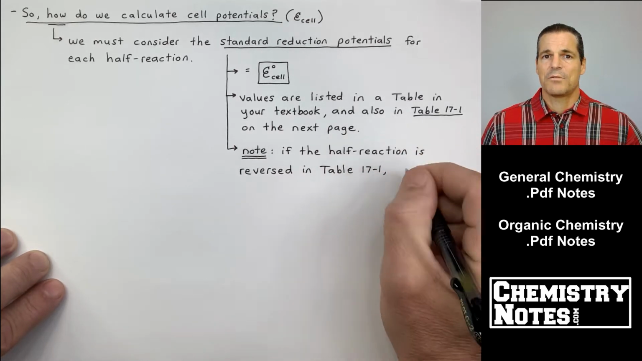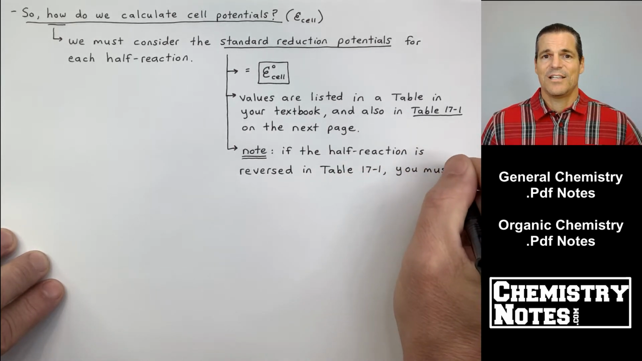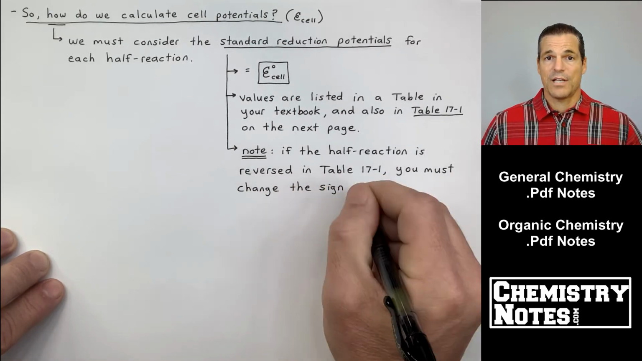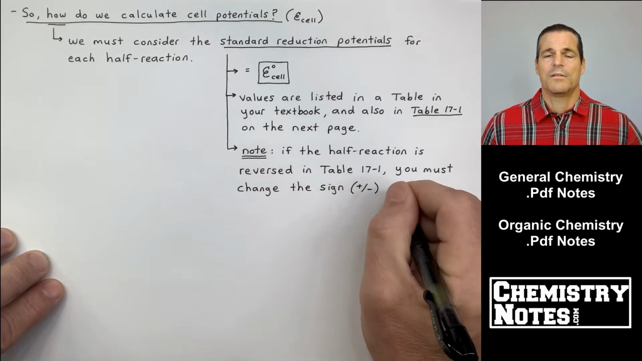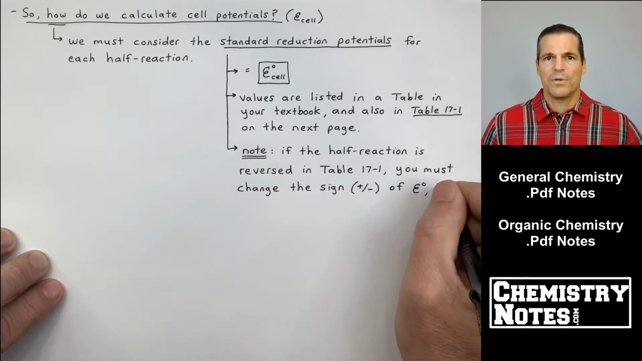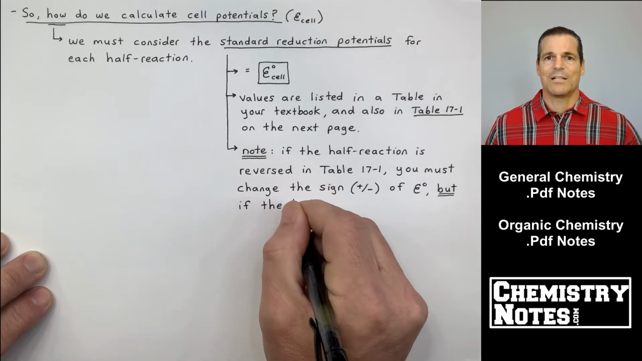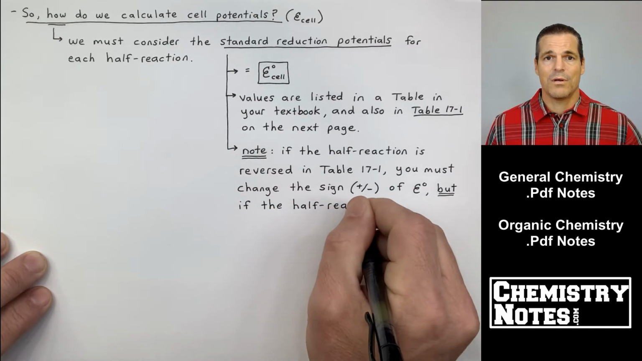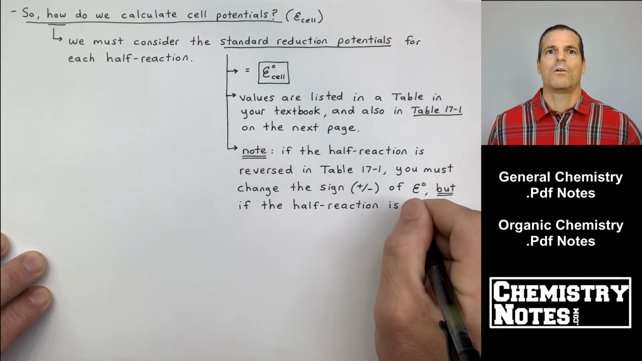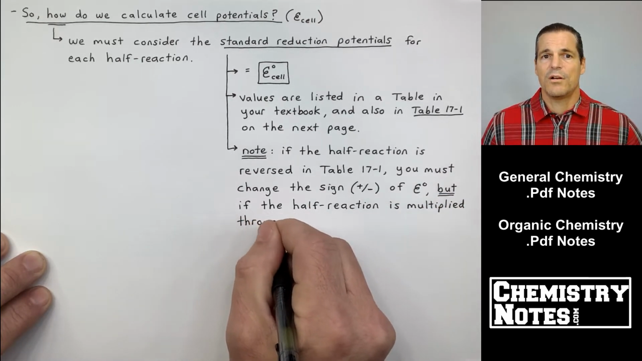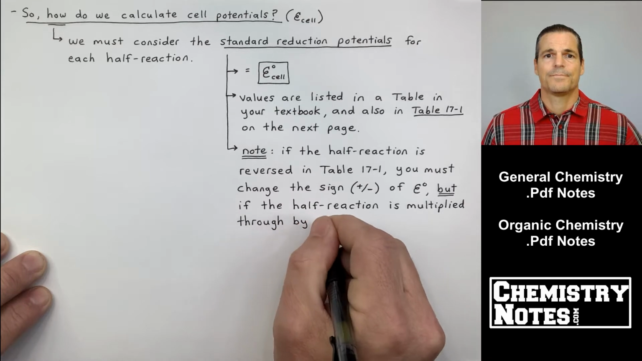Values for standard reduction potentials are listed in a table in the back of your textbook. I'm also going to put our table, table 17.1, on the next page. There's no way to really memorize these. These are tables, like an appendix. It's supplied to you most of the time, if not all the time, and you just use it as a reference. So just a note here on standard reduction potentials.